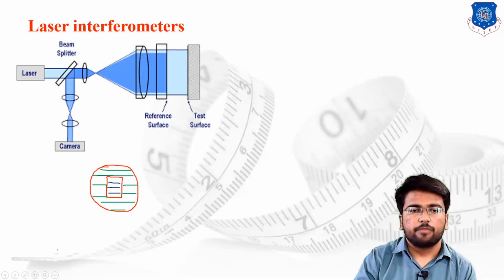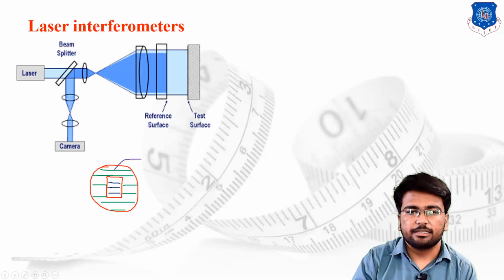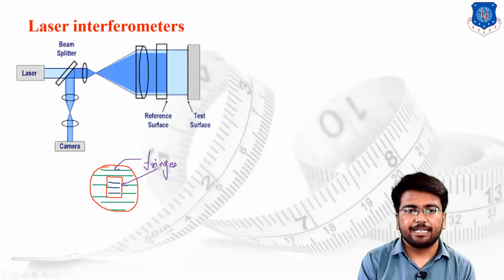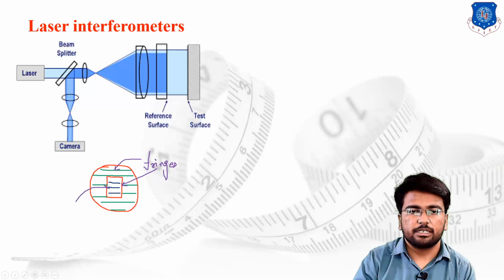If we find such kind of lines, these lines are known as fringes. If we find such fringes, then do remember the internal box: this particular internal square box shows the reference standard workpiece, whereas the green colored lines show the test workpiece.